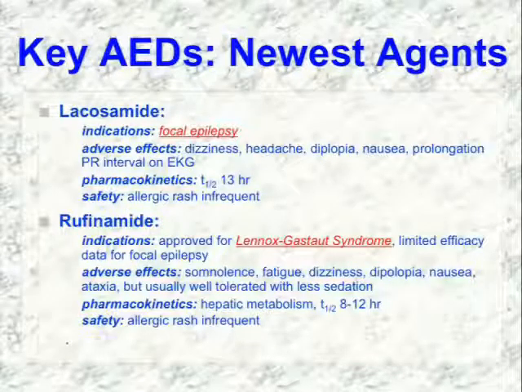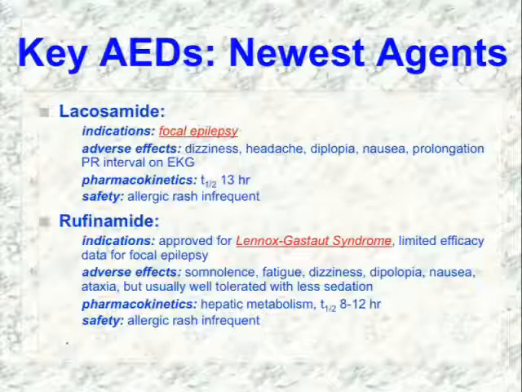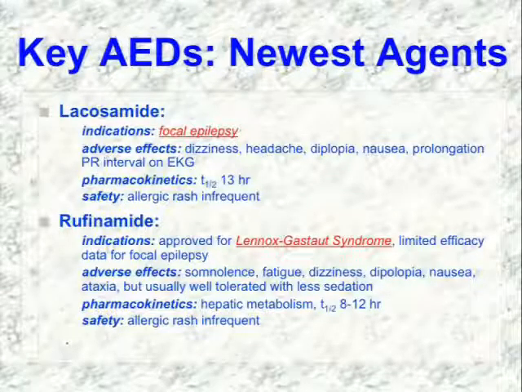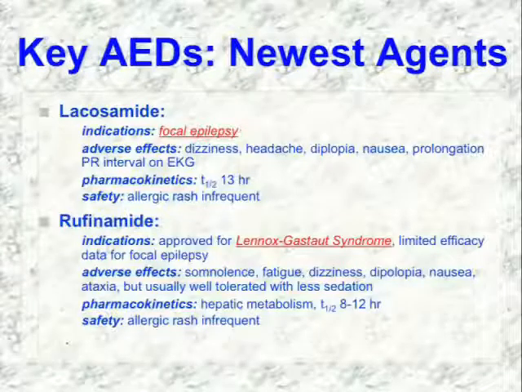Rufinamide is a new medication that's used primarily for Lennox-Gastaut syndrome. We really haven't found it useful for anything else. So maybe Rusty can give a talk about that later.